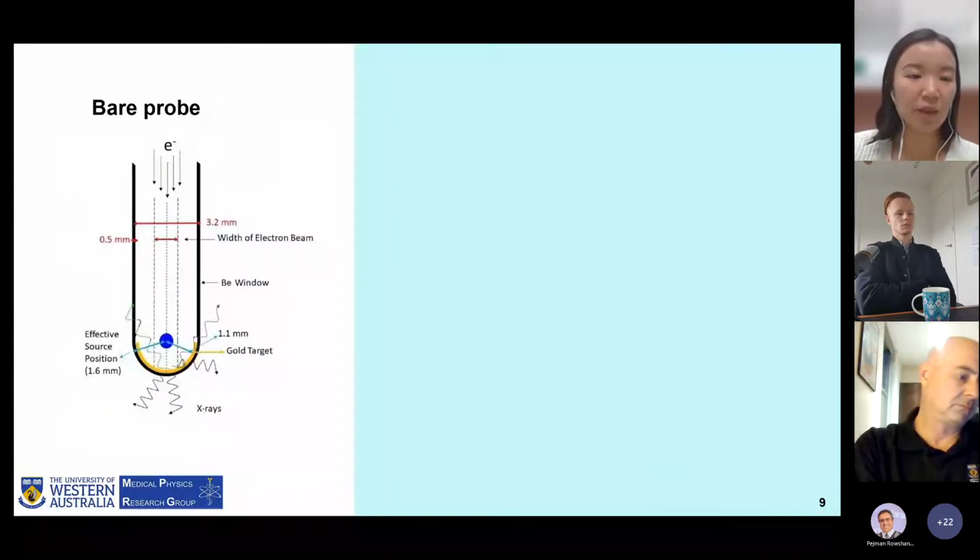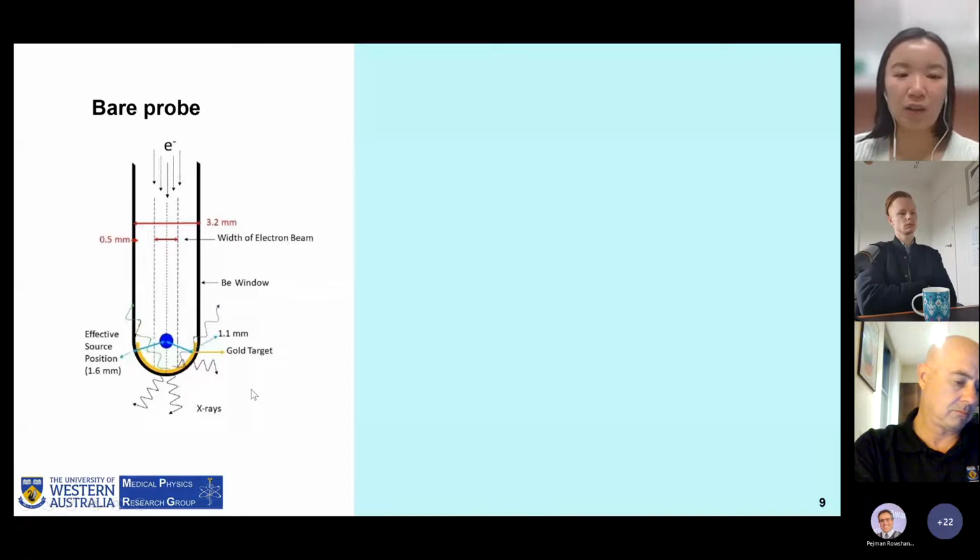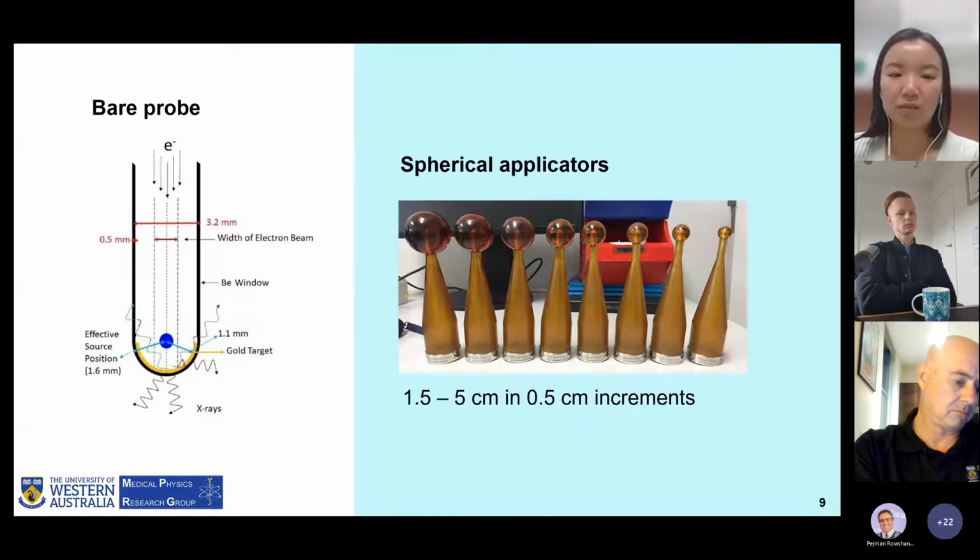This is a close-up view of the bare probe. As you can see, there's a beryllium window which is transparent to X-rays. The electrons will come down and strike this gold target and produce X-rays that are approximately isotropic in all directions. There are also different applicators that you can slip over the probe from 1.5 to 5 centimetres in 0.5 increments. It could be because the tumour bed is of different sizes, or it could be for different parts of the body, whether it be the breast or the liver, pancreas, etc.